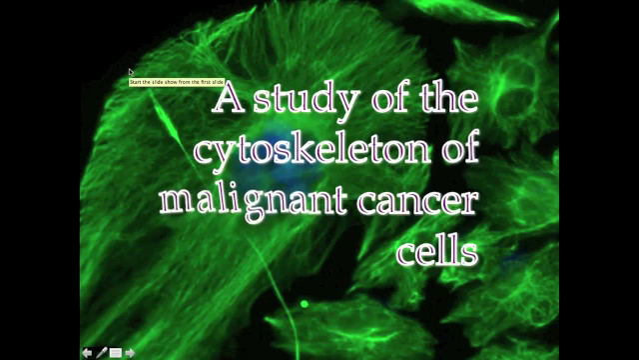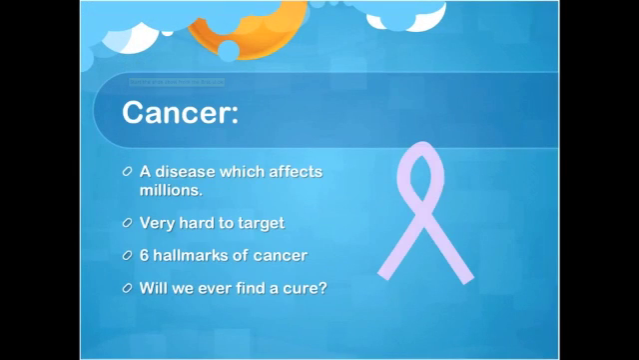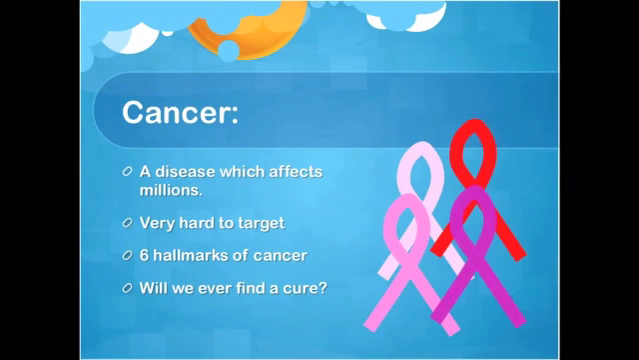A study of the cytoskeleton of malignant cancer cells using GFAP, vimentin, F-actin and microtubules. Cancer is a group of over 200 diseases which affects a huge proportion of the population. As there are so many different cancers, it is very hard to find a drug which could treat all. There are 6 hallmarks of cancers, and treating one of these could mean all cancers could be cured.